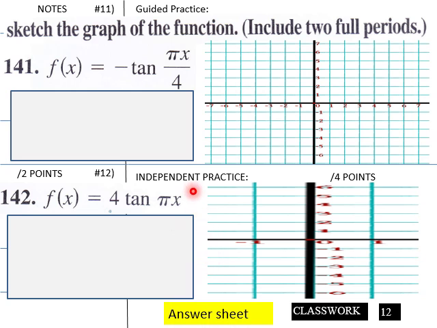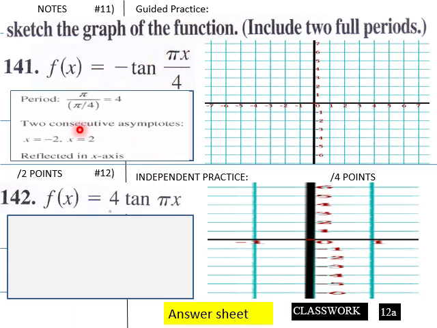So getting into an example here of that, sketch the graph of the function, include 2 full periods. So we have f of x equals negative tan of pi x over 4. For that situation here, our period would be pi over pi over 4, which would equal 4. So we have a period here of 4, and then 2 consecutive asymptotes, x would equal negative 2 and x equals 2. So negative 2 and over here 2, because we have a period here of 4.